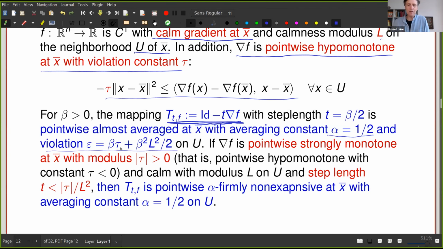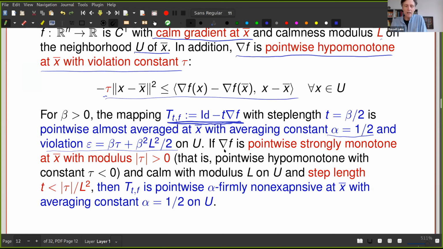The violation is going to depend on the step length. The larger beta, the larger the violation. And how large it gets is coupled with the modulus of hypomonotonicity of the gradient, and also this Lipschitz constant for the one-sided calmness property. And if I don't like a violation, if I take a step size small enough, I can make this violation as small as I need it to be.